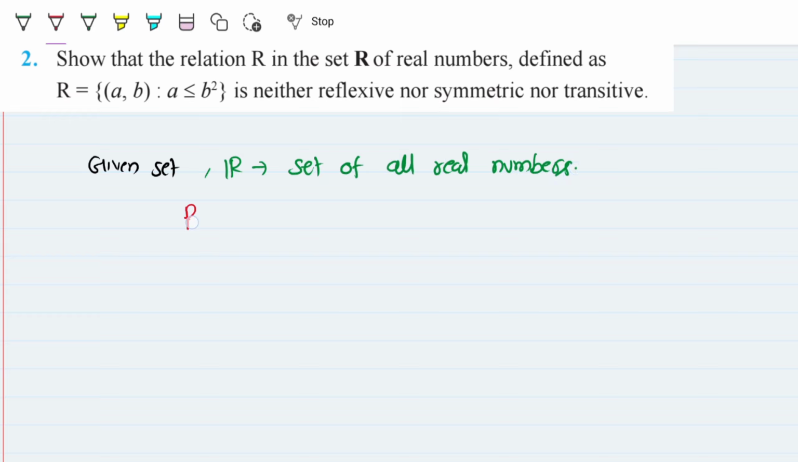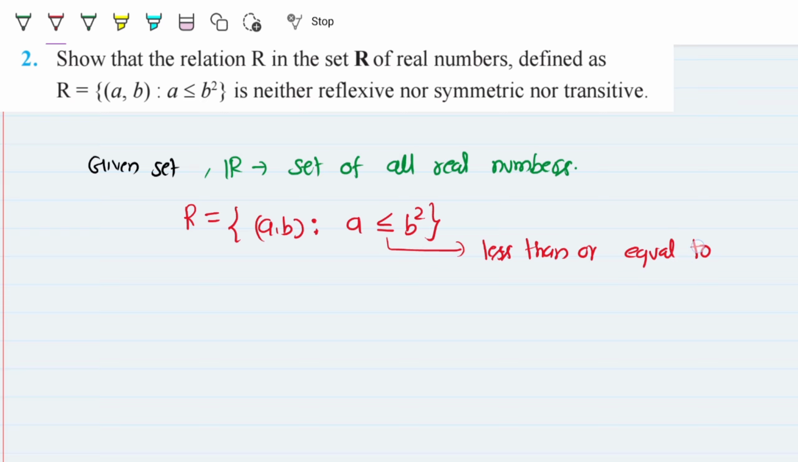What is the relation given? Relation R is the set of ordered pairs a comma b such that a is less than or equal to b square. Are you understanding what is the meaning? It means less than or equal to. Any one condition satisfied, either a less than b square or a equals b square, then also it will be in R. For example, suppose this ordered pair 1 comma 1, it will be in R.